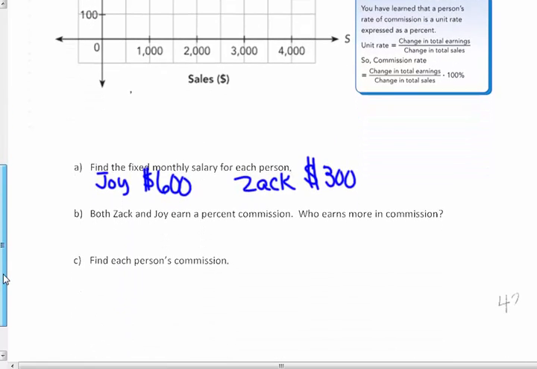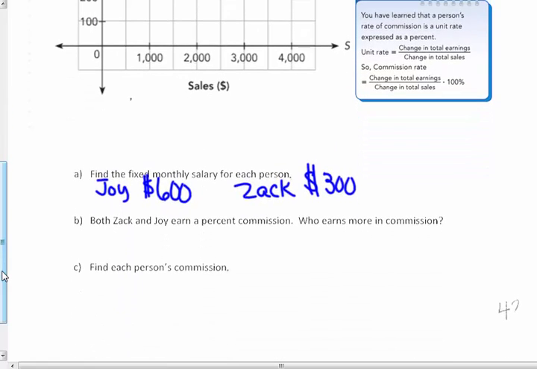Both Zach and Joy earn a percent commission. Who earns more commission? Again, Zach is steeper. Same question, looks just like the one we just did. Zach is steeper. He has a steeper line. So he earns.